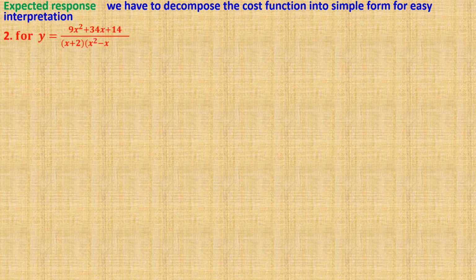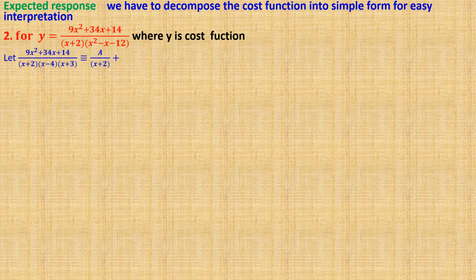Here we have to decompose the cost function into simple form for easy interpretation. So if you let our cost function be y, that will be equal to the original function given, where y is the cost function. I will take individual partial fractions. And as you can see, x squared minus x minus 12 gives me factors that are actually linear, and these factors are x minus 4 and x plus 3. So this is a quadratic equation but has linear factors. And if you want to test before even practicing it, you have to use the other codes I gave you in the presentation about quadratic equations.